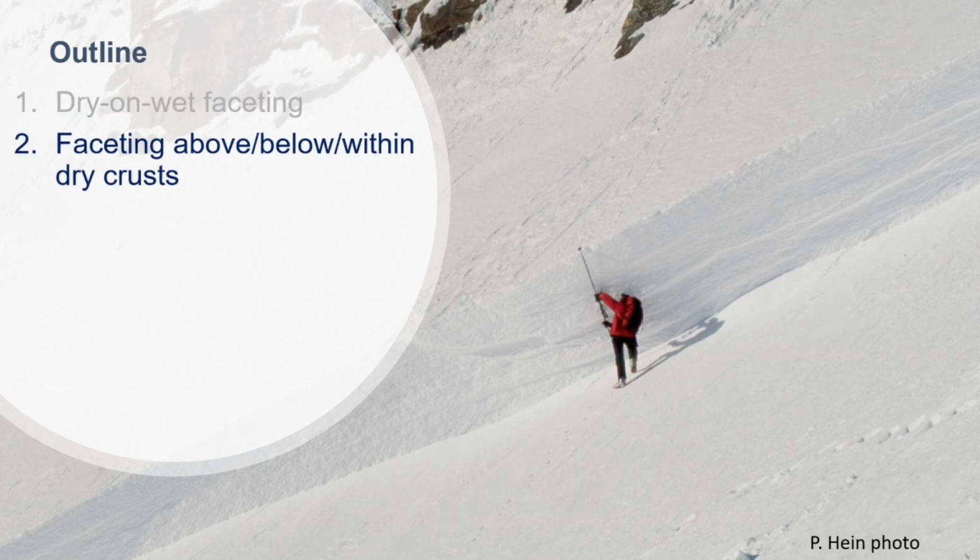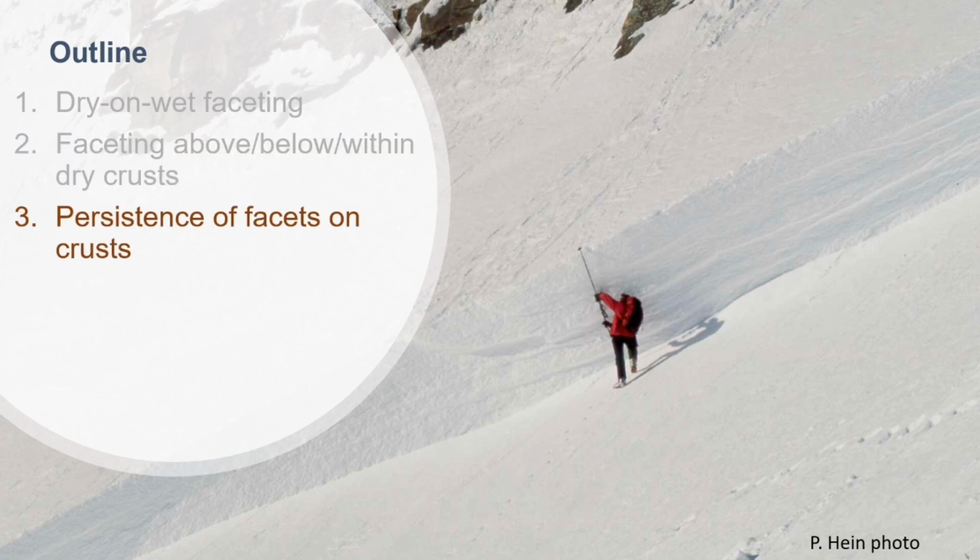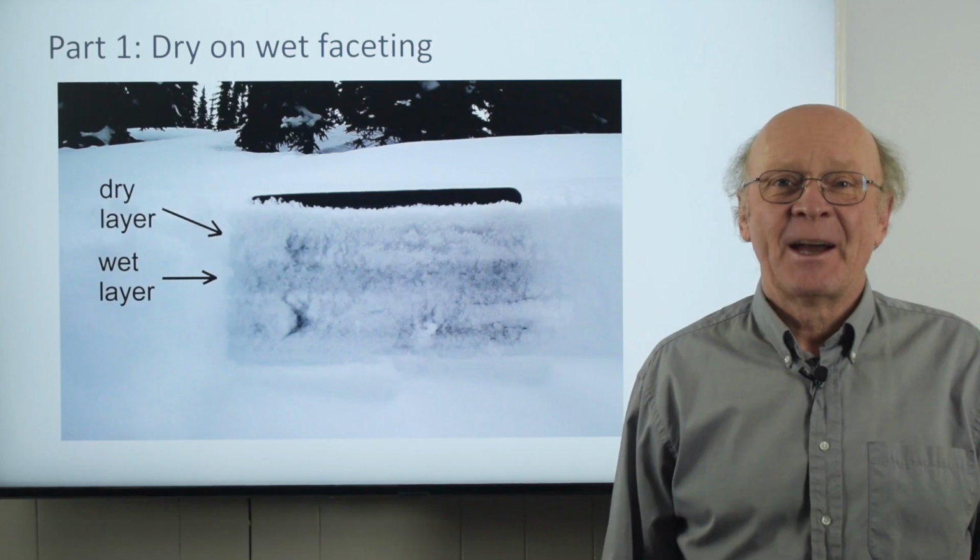Second, we'll look at how facets can form above and below dry crusts, as well as within the soft laminations of crusts. Third, we'll look at how factors such as grain size and rounding affect the persistence of weak layers of facets. In the 4th part of this video, we'll finish with a quiz and some points that may help you anticipate avalanches that release on facets near crusts.